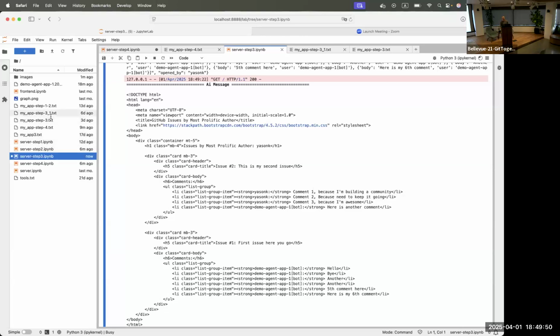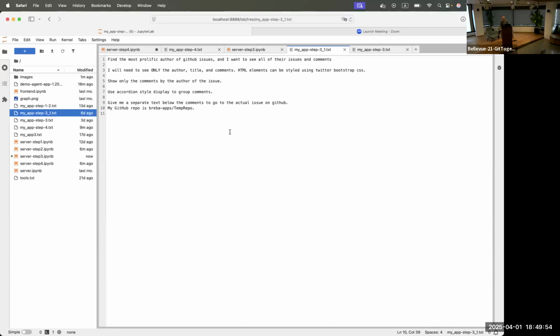The requirements change again, and now we're going to see how much we need to change. Now we add to the requirements. I only want to see the comments for that author. I want to group the things in accordion style so that I can see them better. And give me a link to the GitHub issue so I can modify it and specify this.